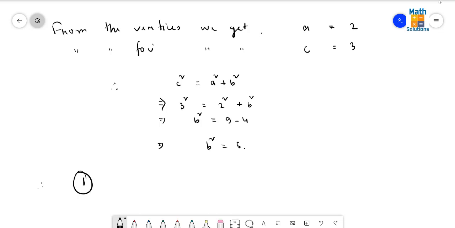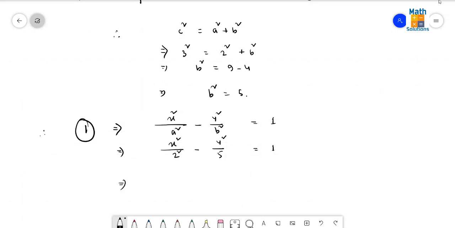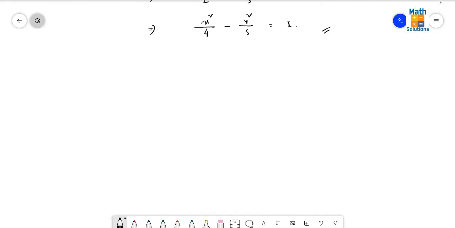Therefore, required equation is 1. 1 implies x square by a square minus y square by b square. It was like this, yes or no? Now in the respective places put the value. A is already known to you. That is what? 2 square. X square by 2 square minus y square. B square is what? It is 5. That is equal to 1. So after this, what do we get? X square by 4 minus y square by 5 equals 1. And this is the required equation. Then after, we shall come to question number 8.